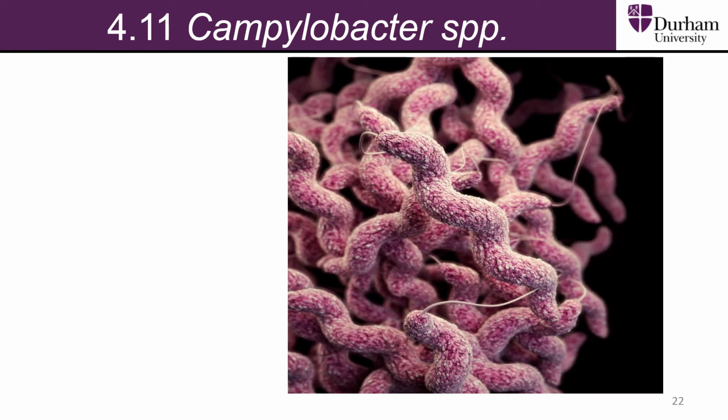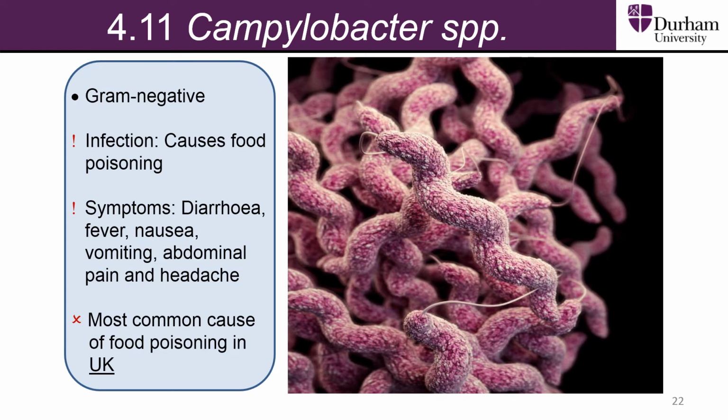Campylobacter species, such as Campylobacter jejuni, are bacteria that cause food poisoning. It is the most common cause of food poisoning in the UK, with 4 out of 5 cases being caused by contaminated poultry. It is believed that Campylobacter is responsible for more than 280,000 cases of food poisoning each year in the UK, and costs the UK economy an estimated £900 million.